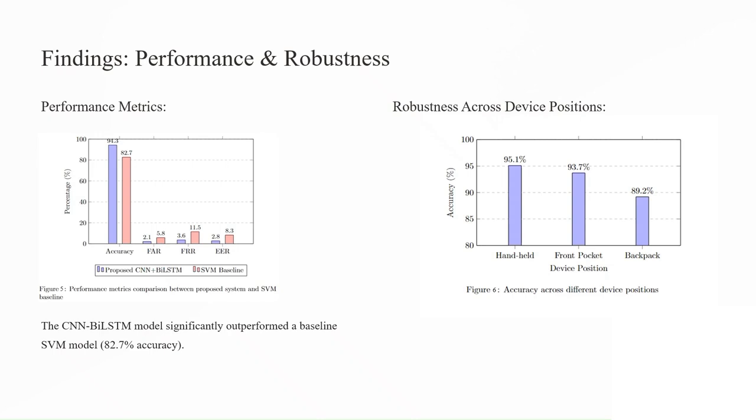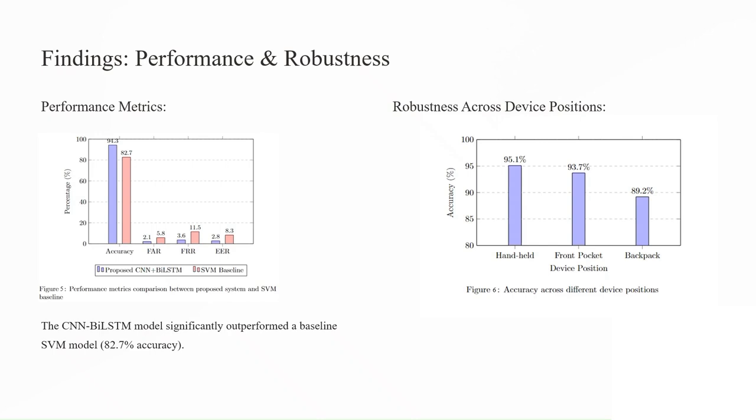The system performed best in handheld mode at 95.1% accuracy, slightly lower in the front pocket, and understandably lowest in the backpack at 89.2%. These findings confirm that our model is both accurate and practical for everyday use. You can refer to the bar chart for clarity.